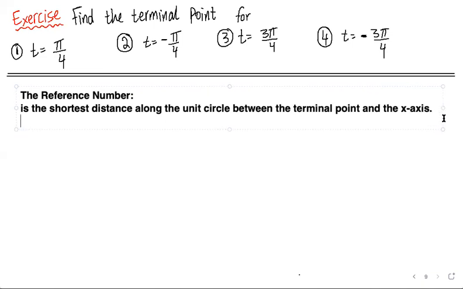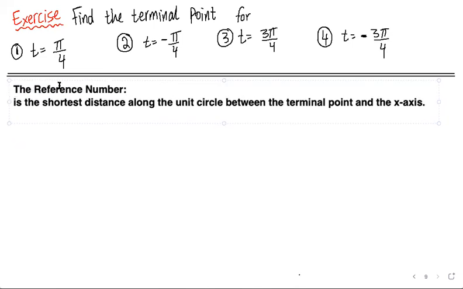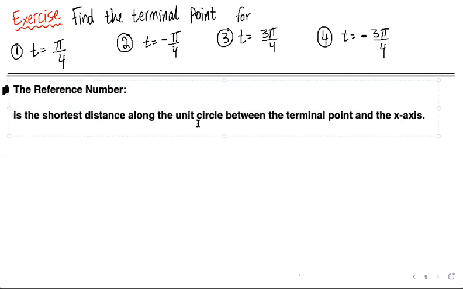Now we're going to the reference number. We don't talk about angles. We don't talk about any angles. So now, what is the reference number? It is the shortest distance along the unit circle between the terminal point and the x-axis. This is the definition of the reference number. Again, it's the shortest distance between the terminal point and the x-axis along the unit circle.